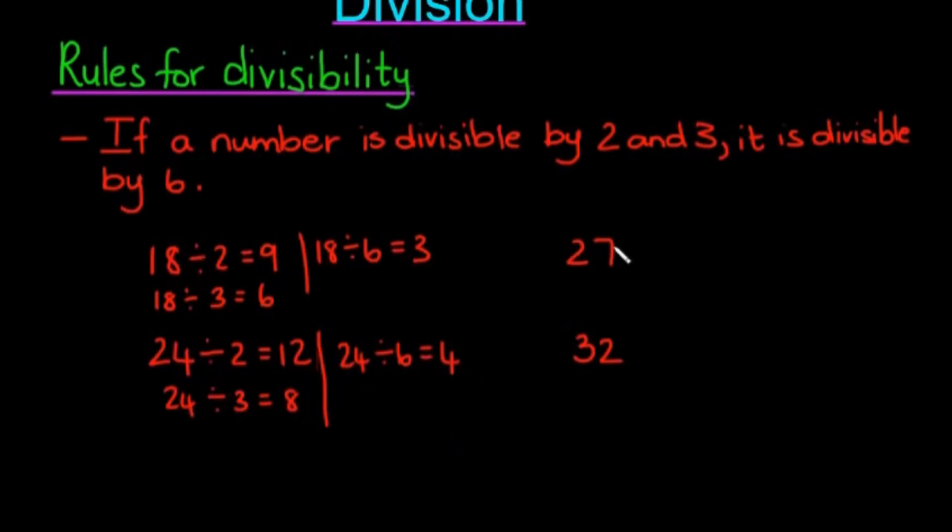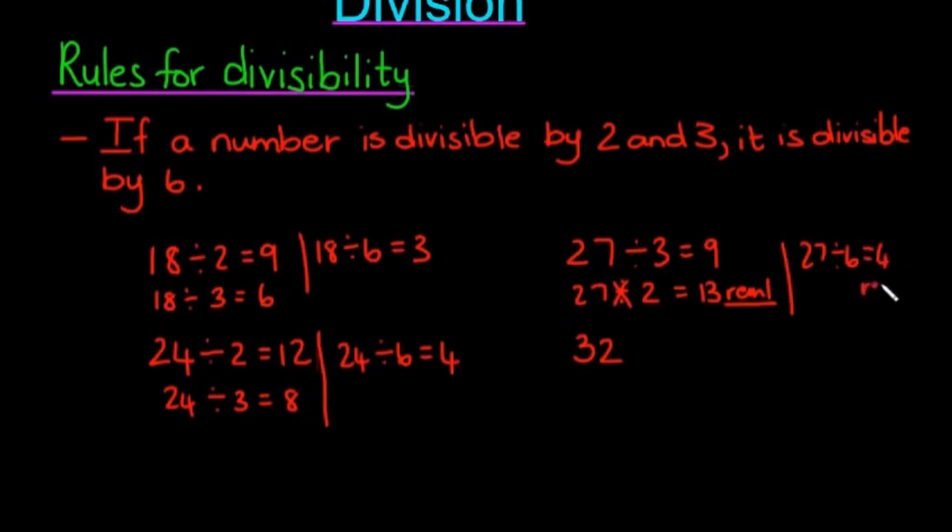However, when dealing with numbers like 27, 27 divided by 3 gives me the whole number answer of 9. But when I divide 27 by 2, I'm going to get 13 with a remainder of 1. That remainder means that it's not divisible by 2, which means when I go ahead and divide 27 by 6, I'm going to get 4 with a remainder of 3. Well, that remainder means that 27 is not divisible by 6.